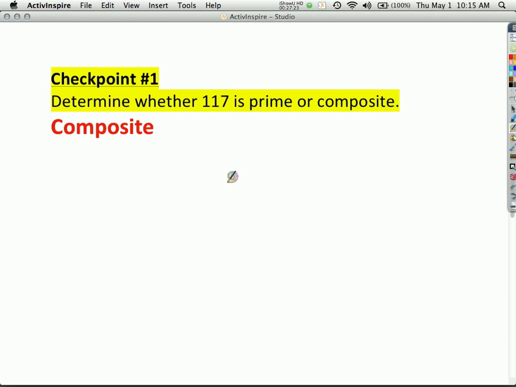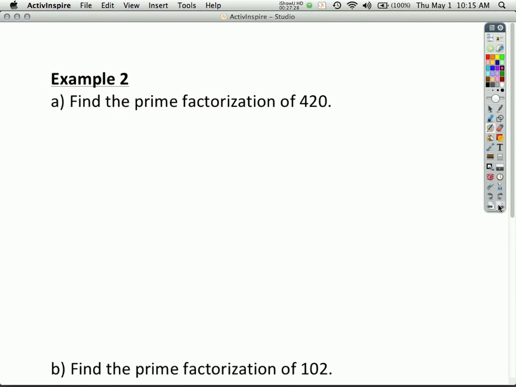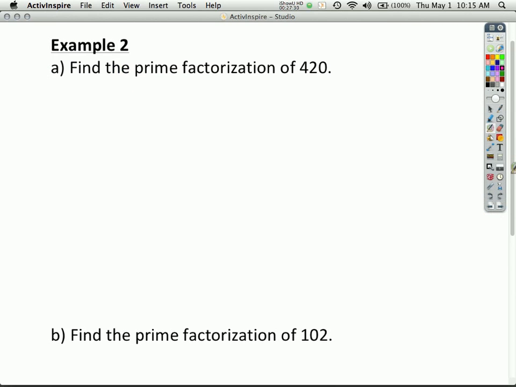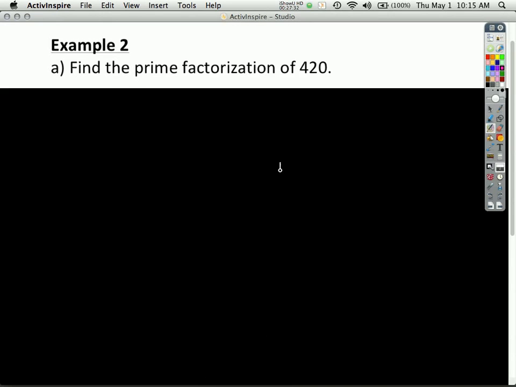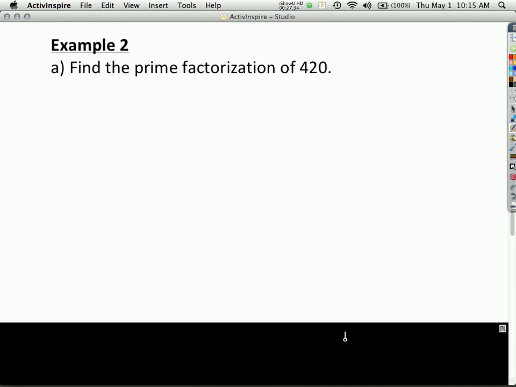Good. I told you we were going to go fast, but now we're going to go a little bit slower, but not too much. Now we take it to the next level. Now that we can tell the difference between prime and composite, we use that skill to find what's called a prime factorization. And we're going to do the number 420.